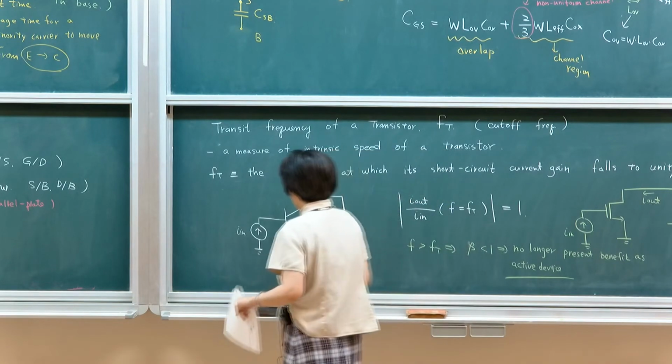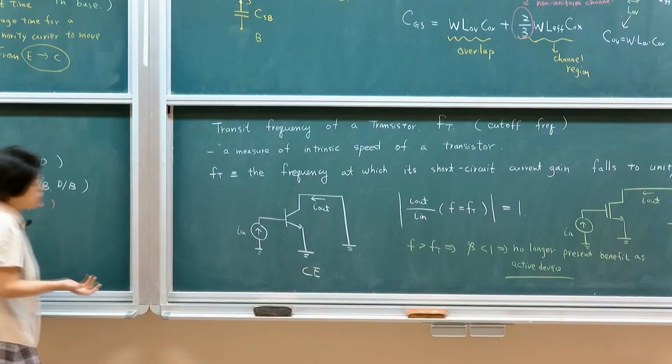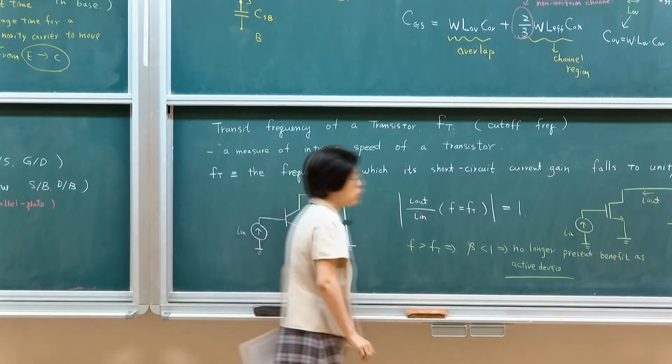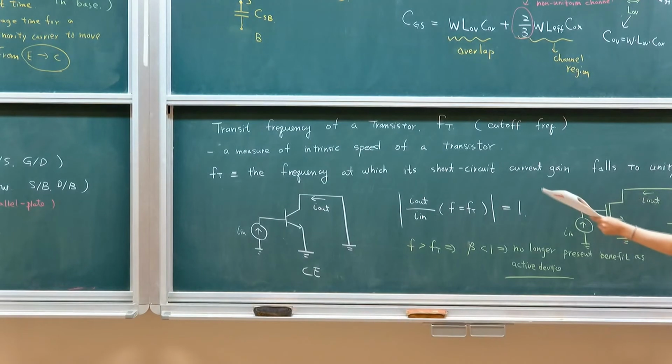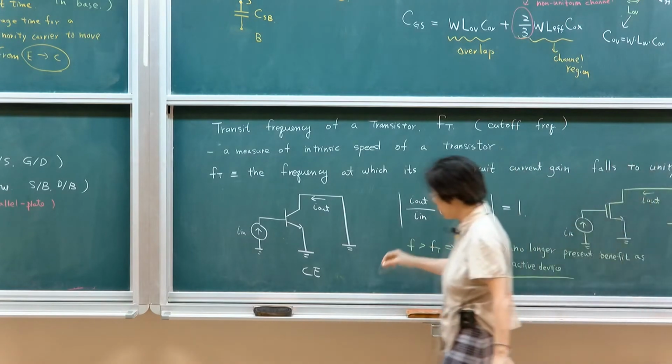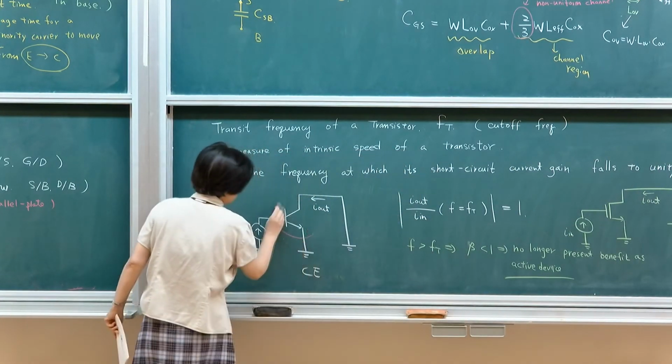Okay? So let's find out what the FTs are for both devices. We can simply do the testing. So we're going to use our small signal model. We're going to insert, simply in the circuit, our high frequency model.